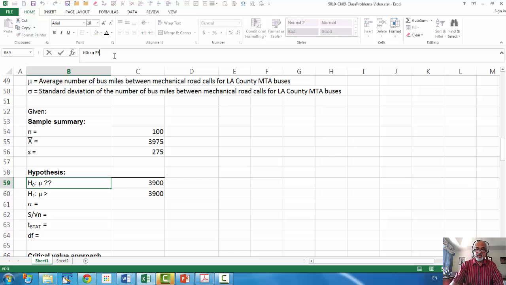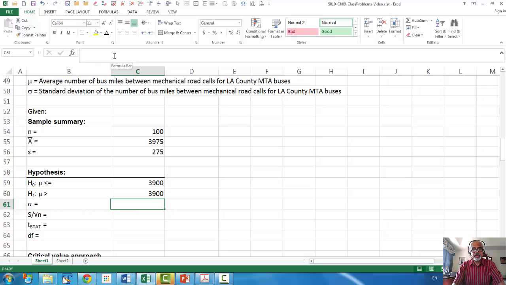So what you need to put there is a case where you won't make any claim at all. So put that in the null. The alternative is mu greater than 3,900, and we want this to be tested at 5%.